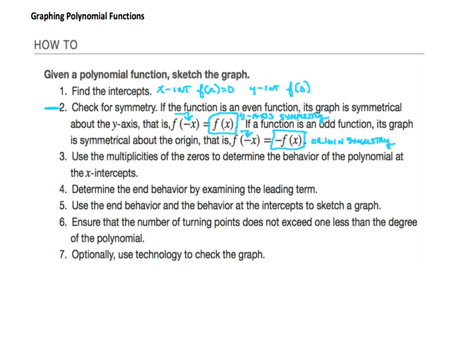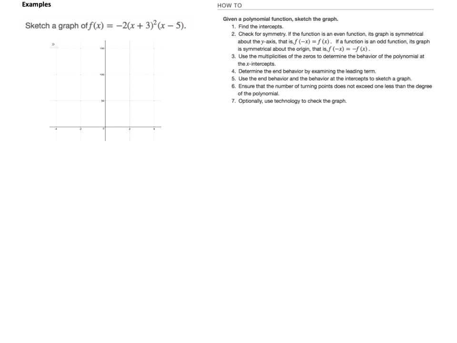But if you're just sketching this graph on your own, I probably would not do this step here, just for the sake of time. Okay, use the multiplicities of the zeros to determine the behavior at your x-intercepts. Determine the tail end behavior using your leading term, and then you can start putting things onto your graph. It's really not that difficult. It sounds scary, but it's not bad. So, here we go.